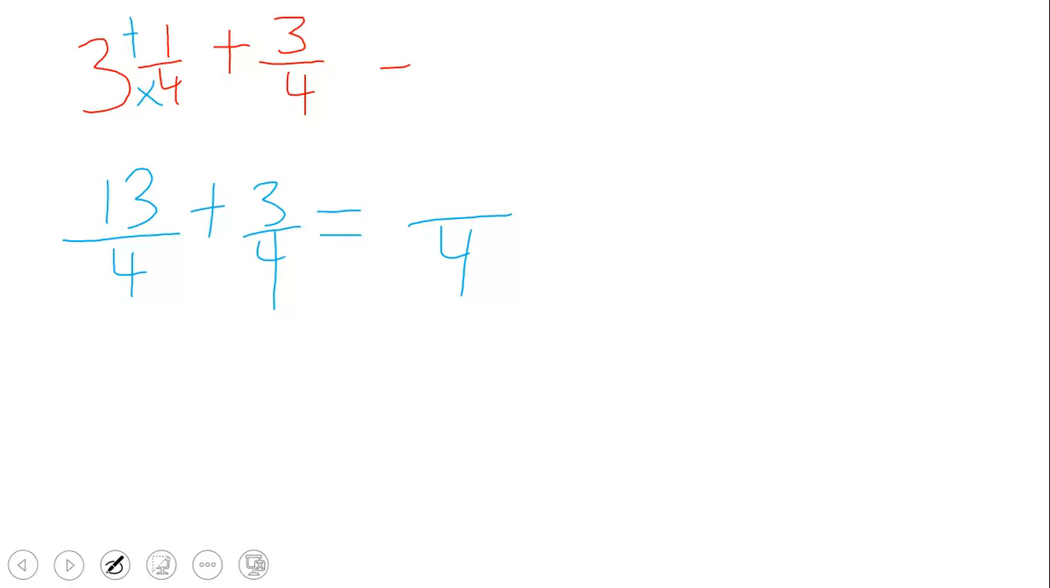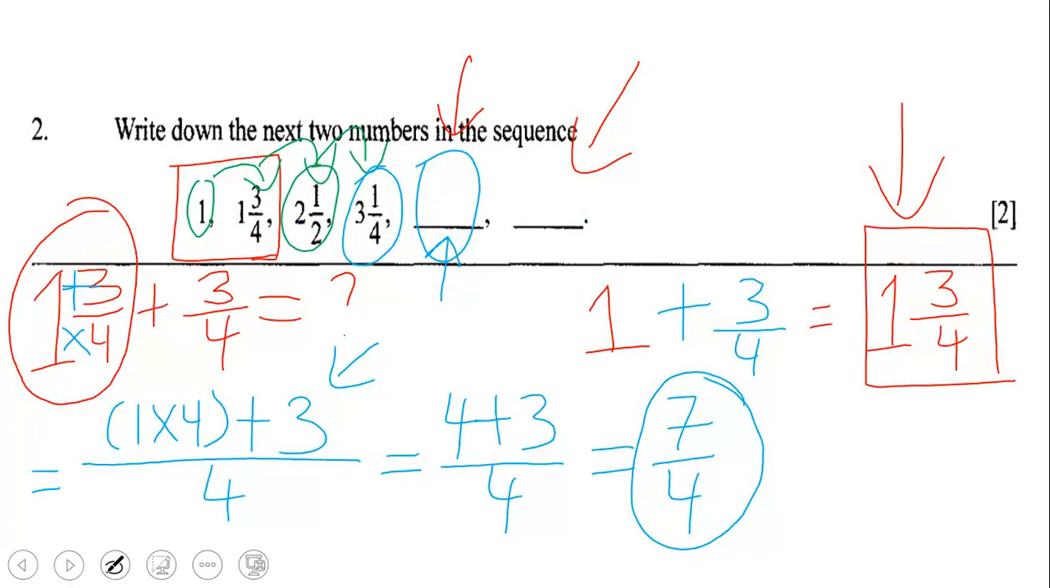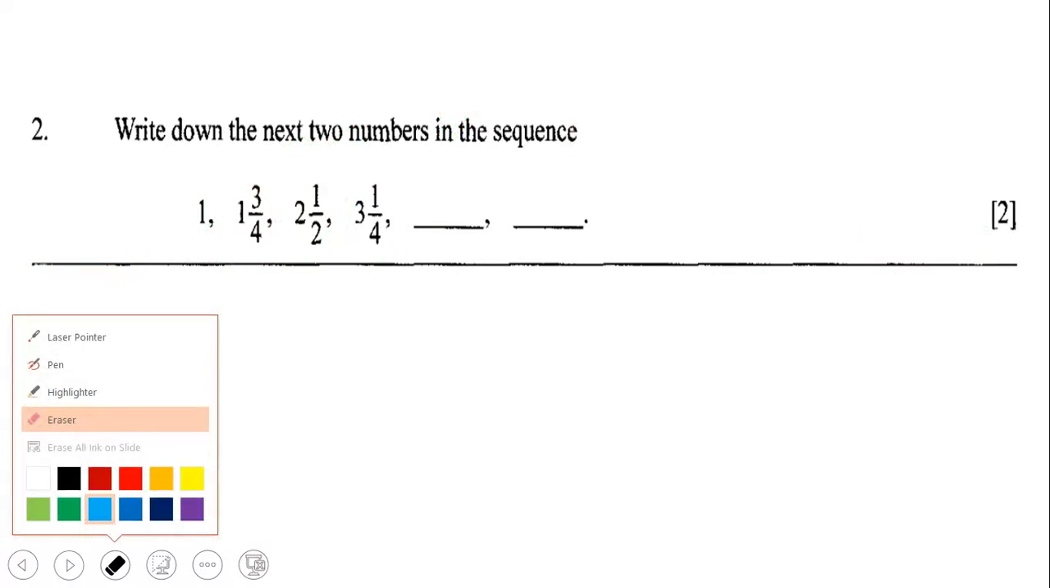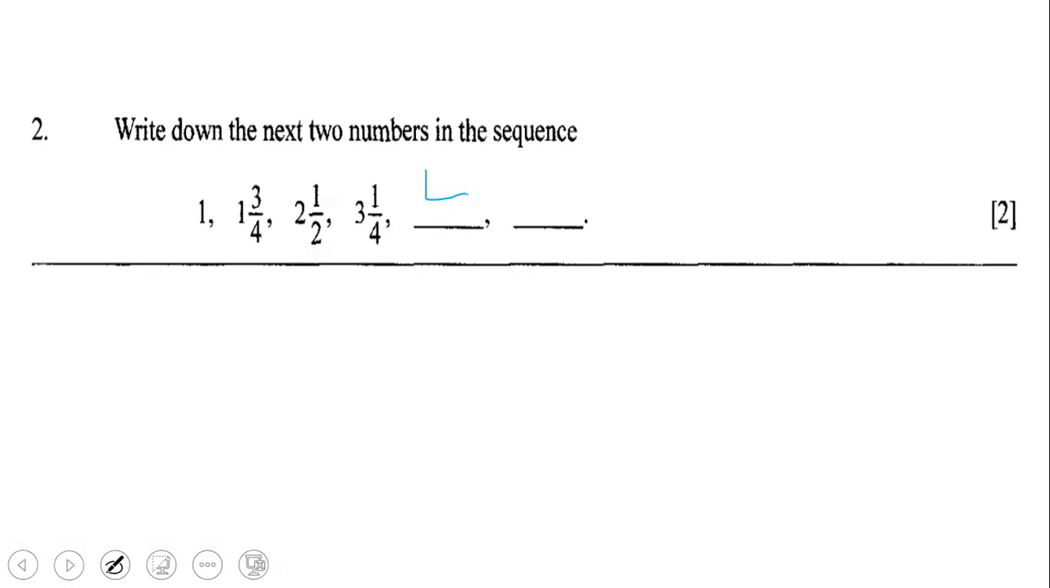What is 13 plus 3? 13 plus 3 equals 16. So we have 16 over 4. What is 16 divided by 4? 16 divided by 4 is indeed 4. So the answer is, again, 4. So one of the missing numbers of the sequence is 4. Okay, so let's put that there.